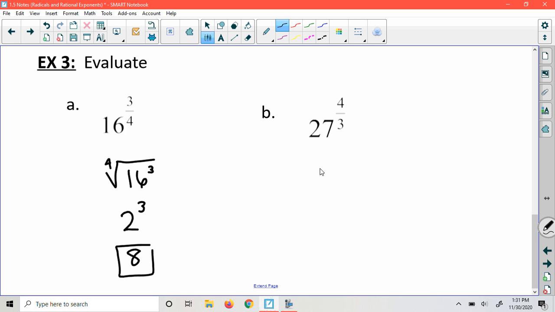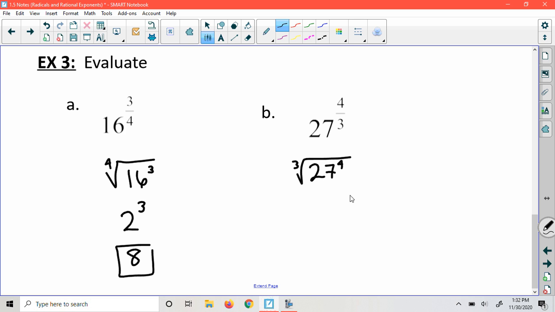27 to the 4/3 power. Let's change it to radical form. The 3 would be the root, the 4 would be the power. Once again, I don't know what 27 to the 4th power is. It's a large number, so I prefer to do the root first.